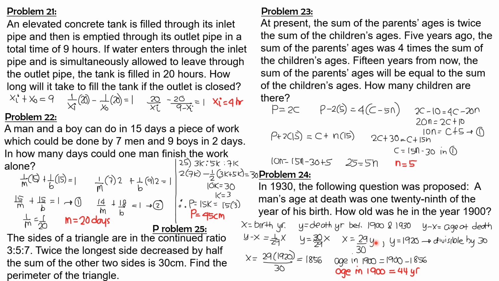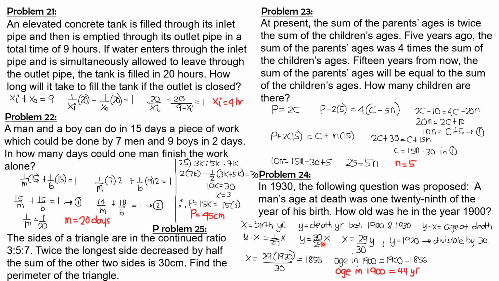And let's find the year between 1900 and 1930 where it is divisible by 30 so that x will be a whole number. Of course, that's the idea. The year between 1900 and 1930 which is exactly divisible by 30 is 1920. So this is done by common sense and by trial and error, of course. So the idea is y should be divisible by 30. So that's why it is 1920.